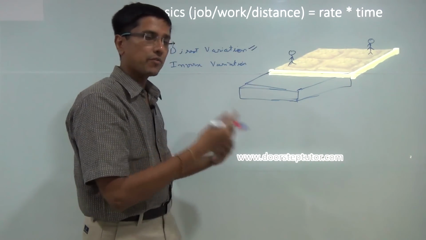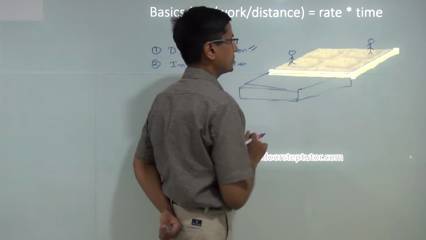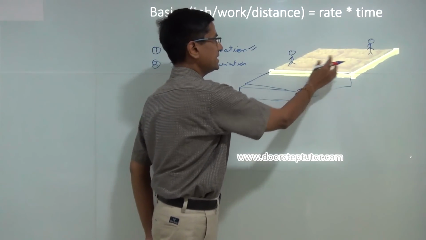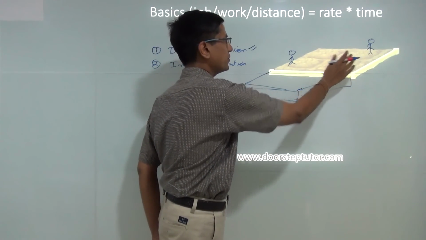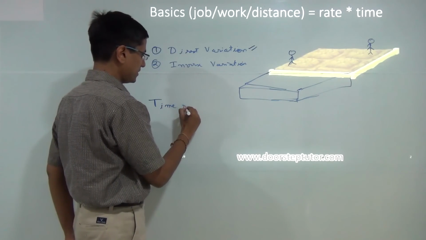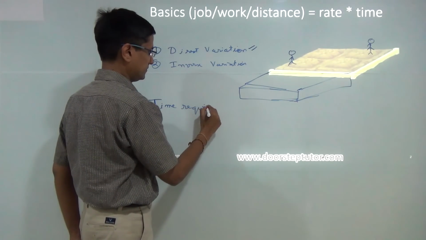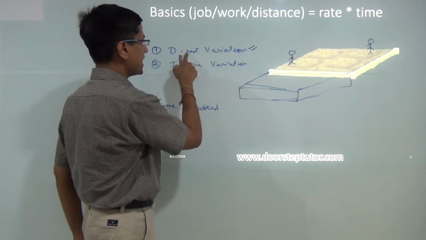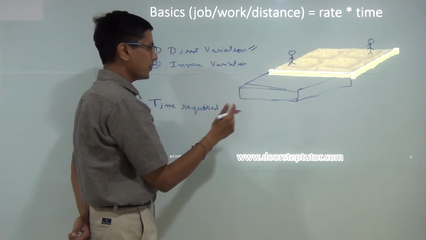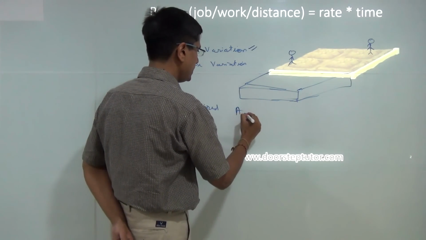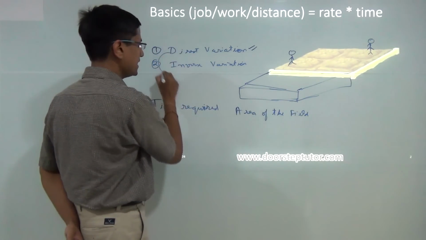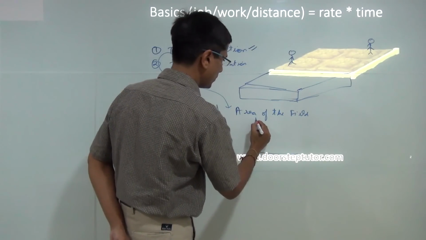What would be the time required? How would the time required by these workers change? Very quickly you would say that if the area becomes double, the time required would also become double, given that the number of workers working on this field remains the same. So I can say that time required is in direct variation, or varies directly, or is in direct proportion to the area of the field. As I increase the area, the time required also increases.